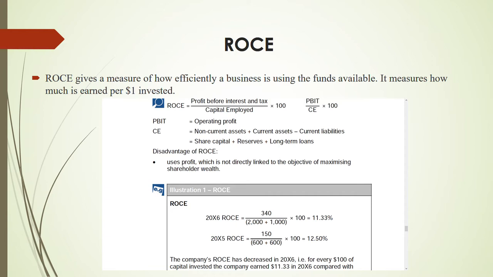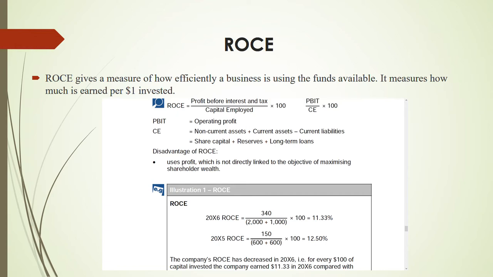So I'm going to go with the second approach. Ordinary share capital, share premium and reserves. Remember, just because they told you in the formula above share capital plus reserves plus long-term loans, it does not mean that if you are given a share premium, you don't take it. No, you have to take the share premium also, because share premium is also part of reserves. It's a capital reserve. We all know that.